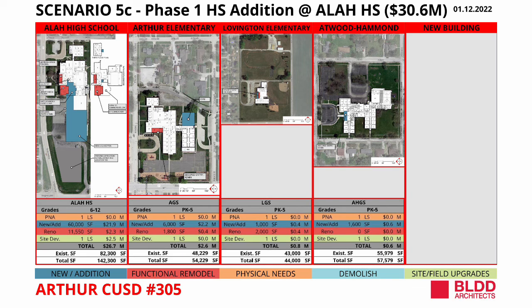This budget is just over $30 million at 30.6. And again, like in Scenario 5A, while not graphically shown, by realigning those grades to pre-K-5 and 6-12, each elementary would also gain that space by removal of those 3 grade levels from each facility.